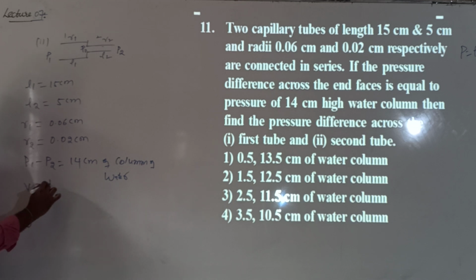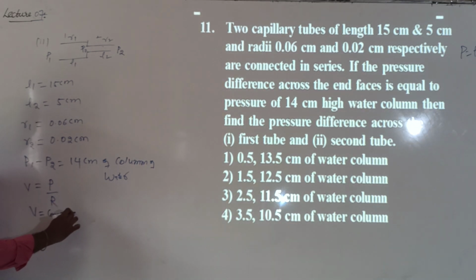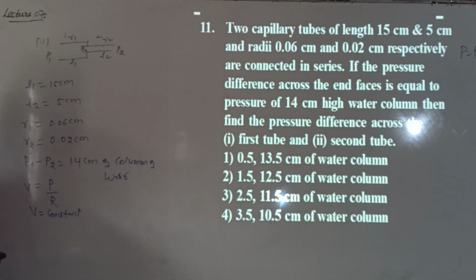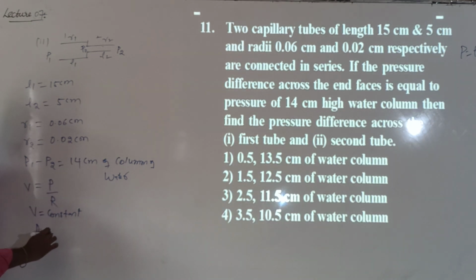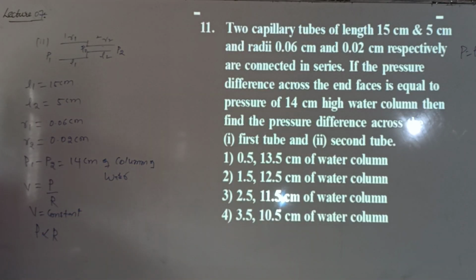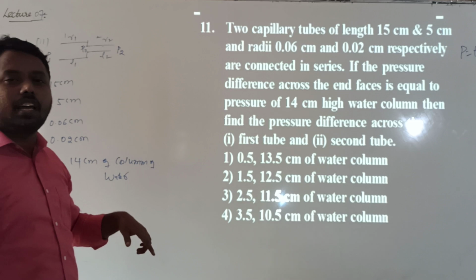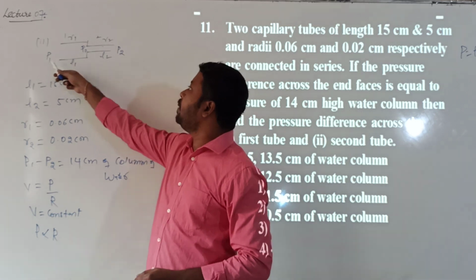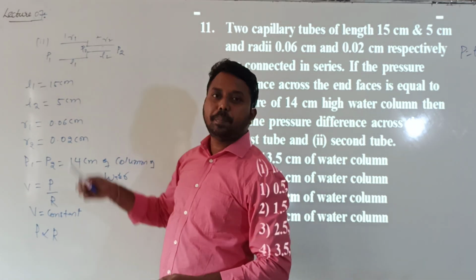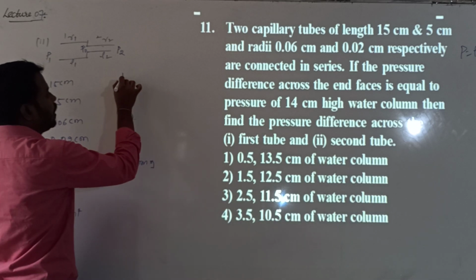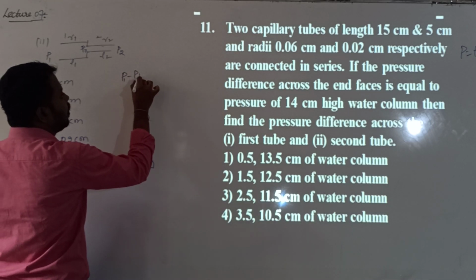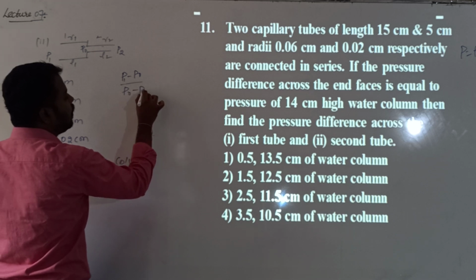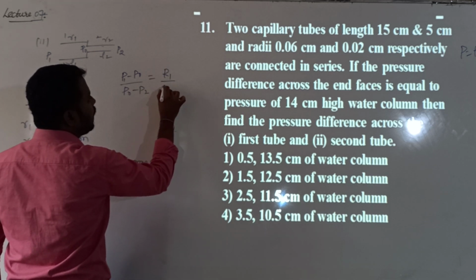Now, the Poiseuille equation: the volume of fluid flowing per second, V, is equal to P by R. Here the V value is constant, since volume flow is constant for a series combination. We discussed this clearly in the concepts. Whenever volume flow is constant, the pressure is directly proportional to the resistance R. They are asking us to calculate the pressure difference across each tube. So I want to calculate P1 minus P0 and P0 minus P2. So what can I write? P1 minus P0 divided by P0 minus P2 will be equal to R1 divided by R2.